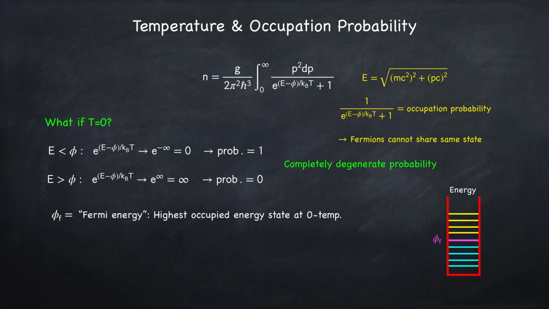So now, in the zero temperature limit, the number density reduces to an integral from 0 to the Fermi momentum, where the occupation probability is just 1. We don't have to integrate any further than that because the occupation probability after the Fermi momentum will be 0. The Fermi momentum is related to the Fermi energy via this standard energy-momentum relationship.